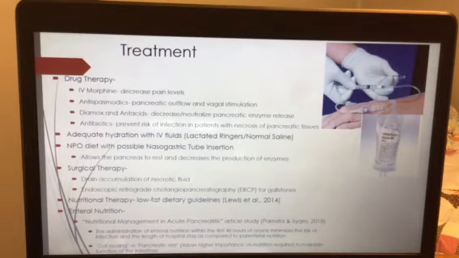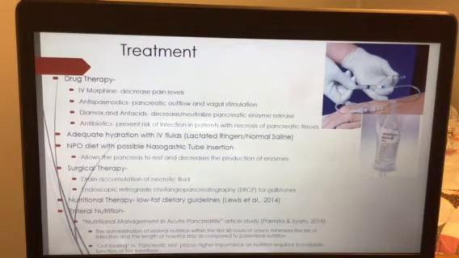Lactated Ringer's and normal saline are used. Most often Lactated Ringer's, because it has those supplemental electrolytes that are needed to improve the nutritional status for our patients that have been vomiting. We want our patients to be on an NPO diet, and there may be an NG tube insertion placed because we want the pancreas and the stomach to rest so that those enzymes are not produced.